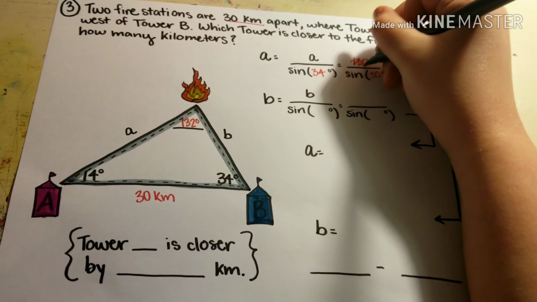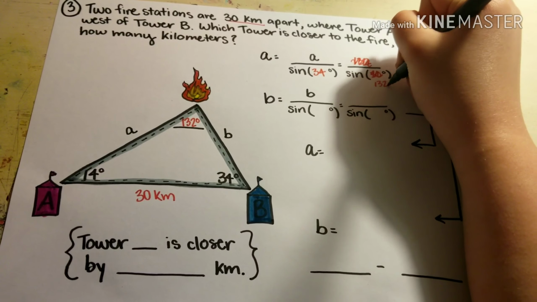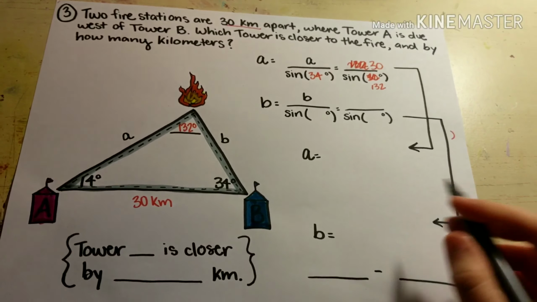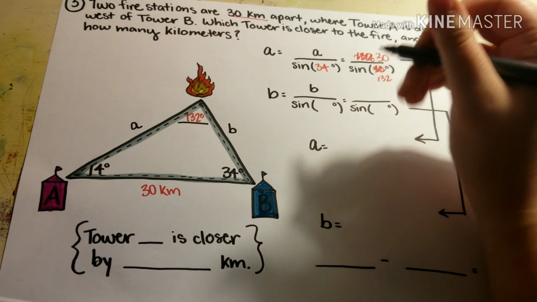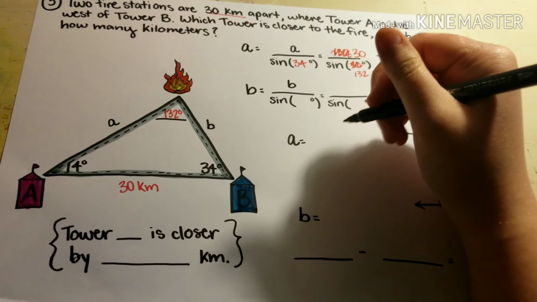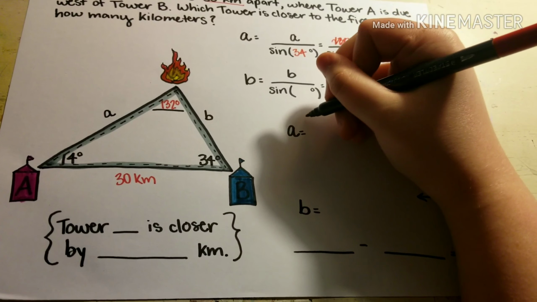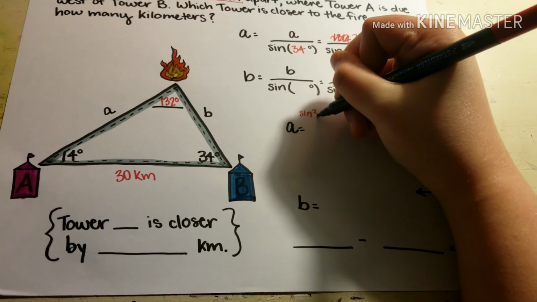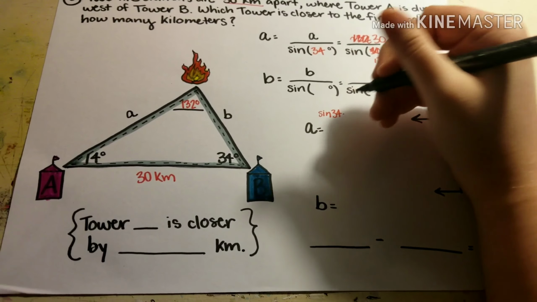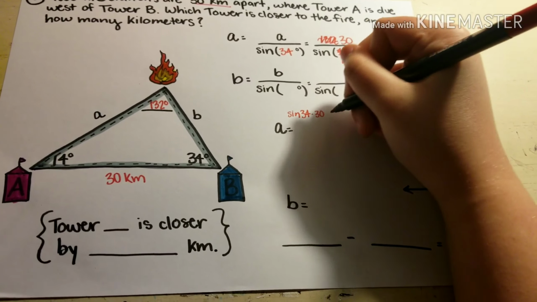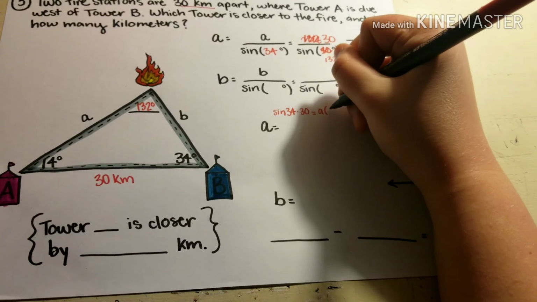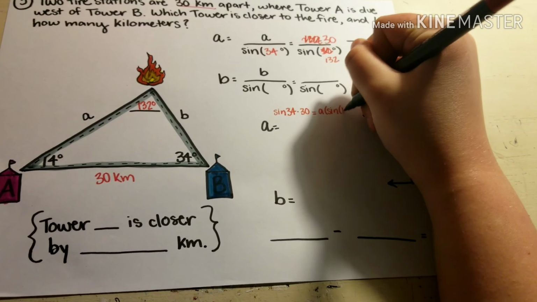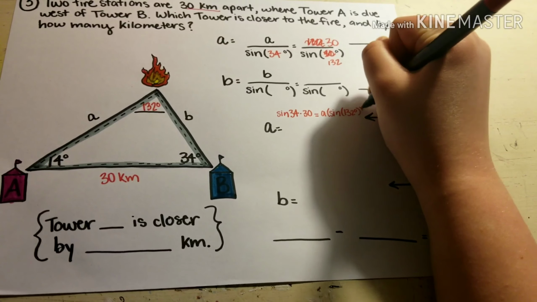Oh, I did those backwards. Sorry. Okay, so to find A now, all you would have to do is multiply those. So you take sine of 34 times 30 equals A times the sine of 132 degrees.